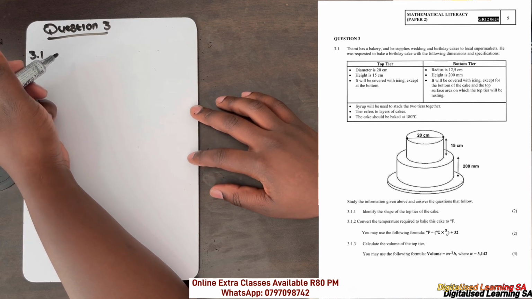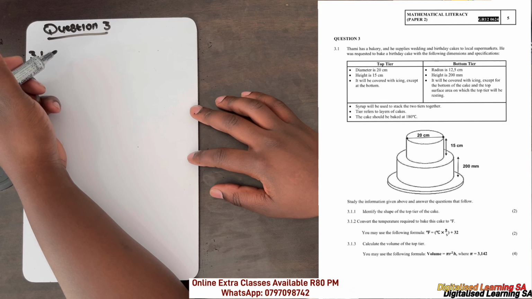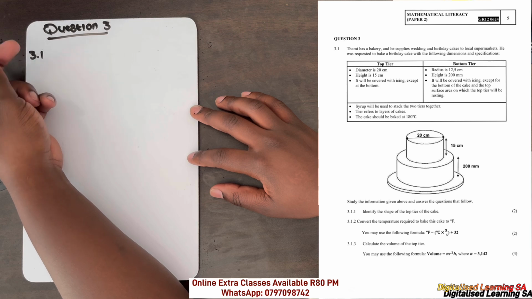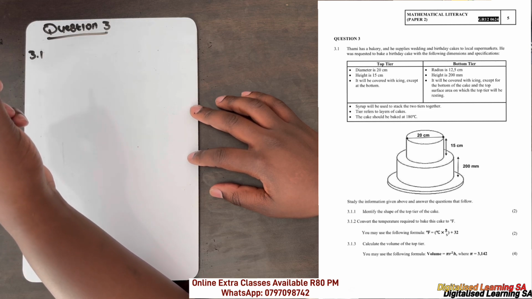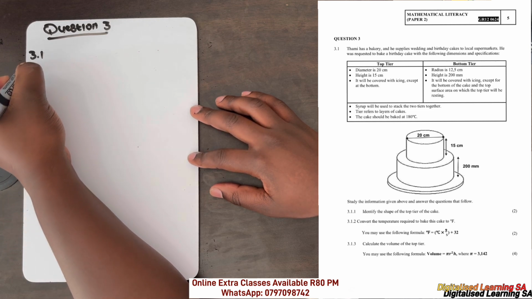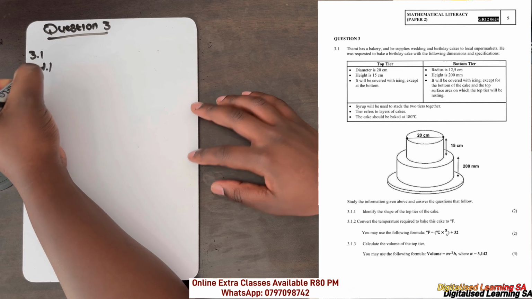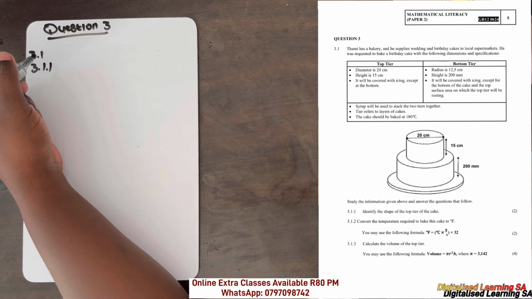The bottom tier has a radius of 12.5 centimeters and a height of 200 millimeters, and it will be covered with icing except for the bottom of the cake and the top surface area on which the top tier will be resting. Without wasting any time, let's go ahead and answer our set of questions. Our first question is question 3.1.1.